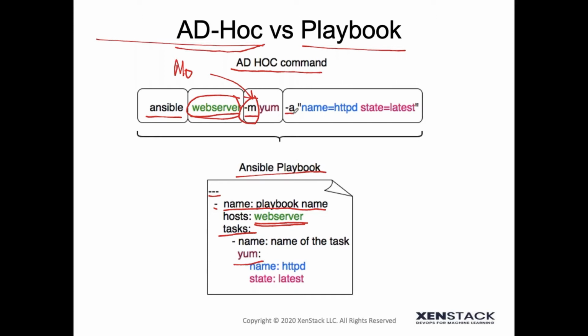Later on, you can see it has a flag called -a. -a is nothing but the argument which you want to pass to this module. So this will pass an argument like the name of the package, like if you want to install any package, call it httpd, and the state is latest. And may I know why they have not given the state present instead of latest?